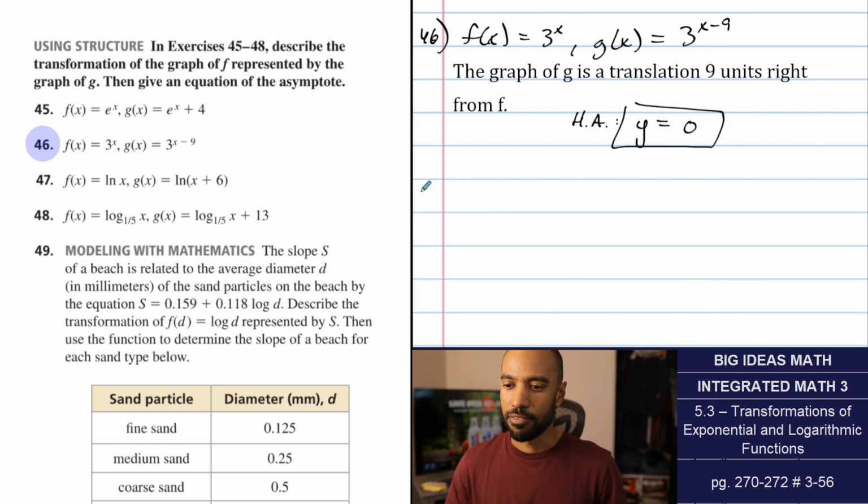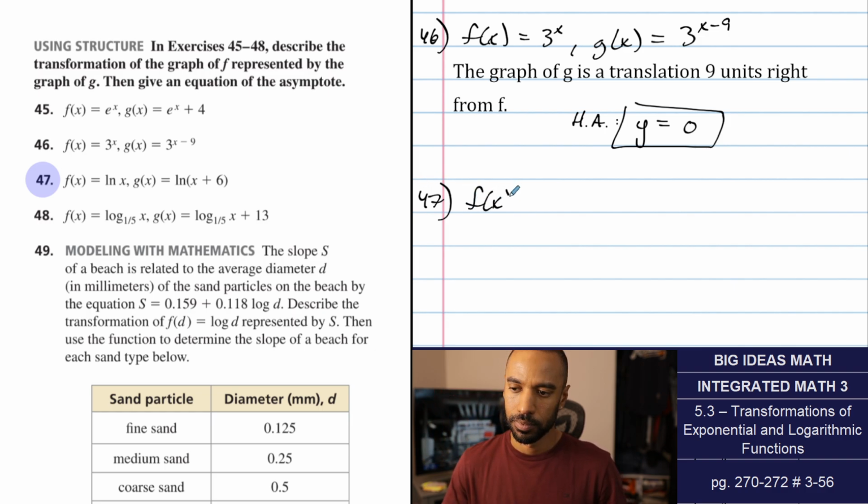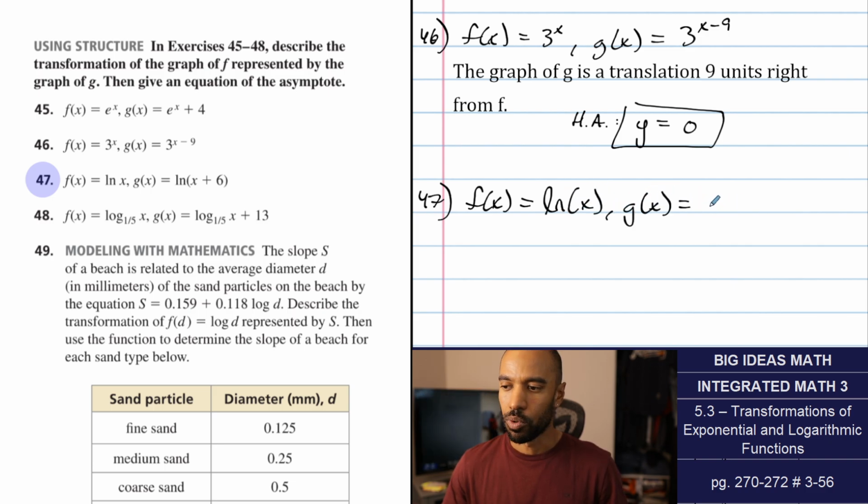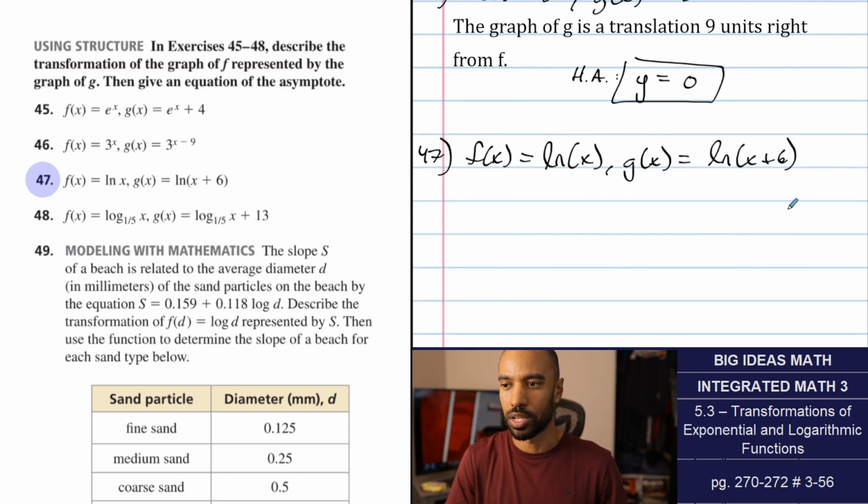All right, number 47 and 48 are logarithms. We got a natural log here. That means log base e. Not going to matter for the problem. G of x equals natural log of x plus 6. It's inside the function. We're going to translate 6 units to the left of this one.